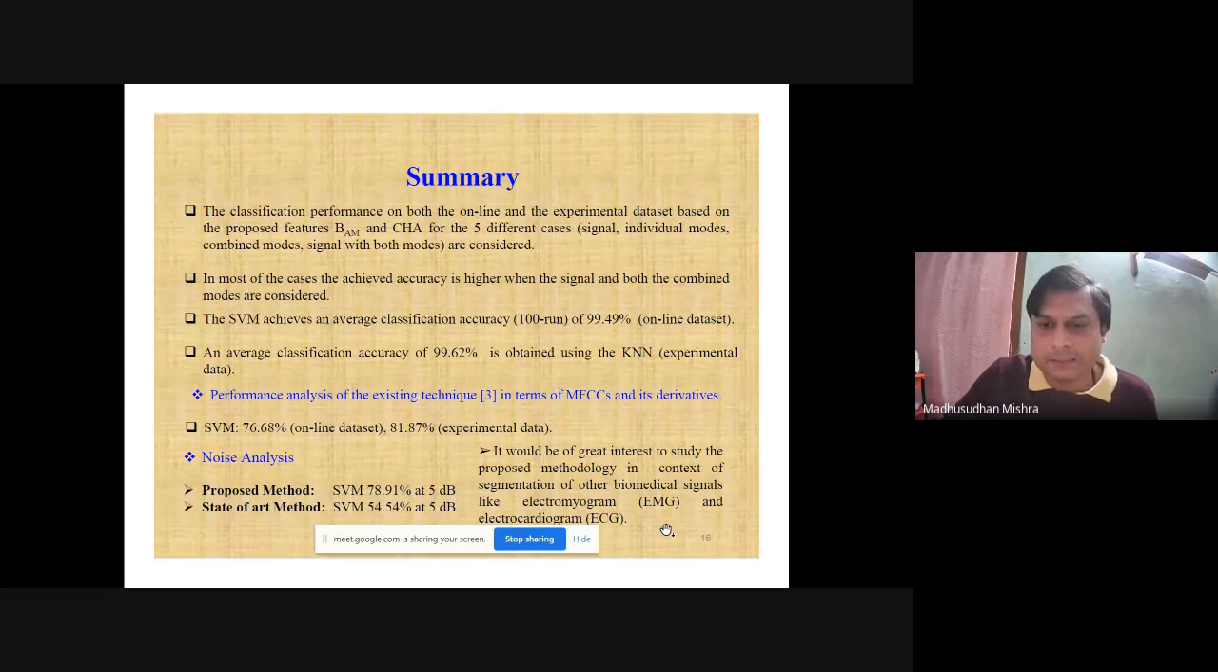So it will be of great interest to study the proposed methodology in the context of segmentation of other biomedical signals like electrocardiogram, electroencephalogram, or electromyogram, as all are non-stationary and non-linear signals. But certainly, it's not that it is a universal feature and it will fit; it would be of great interest to study these features in different bio-origin signals like electroencephalogram or electrocardiogram signals.